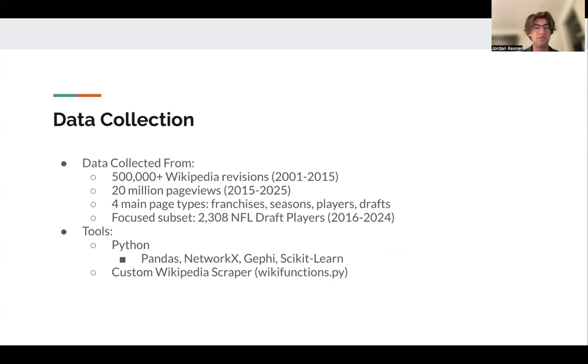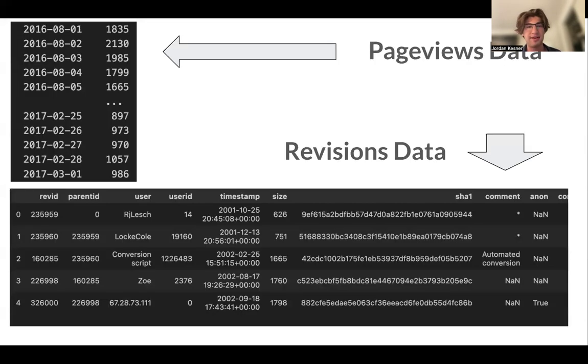For the data I used to perform all this analysis, I collected a ton of Wikipedia revisions and page views from different page types and players, and I conducted data analysis using Python and different data science libraries. Now let's get into my findings. This is an example of what the data looks like.